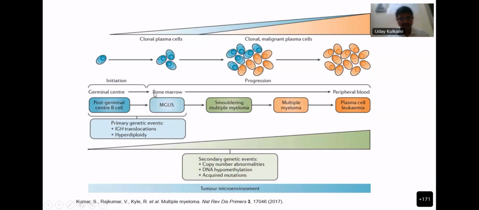The disease progresses from monoclonal gammopathy of undetermined significance to smoldering multiple myeloma and then symptomatic multiple myeloma. This can further progress to a plasma cell leukemia. What is peculiar is that all patients with multiple myeloma develop from this precursor lesion called monoclonal gammopathy of undetermined significance, and this can happen over many years.